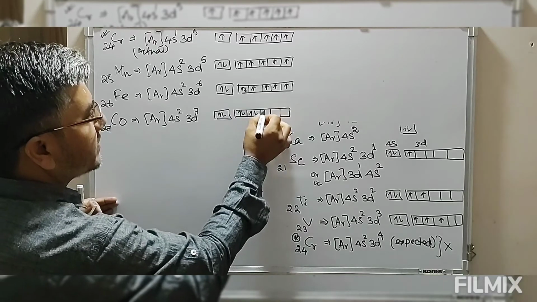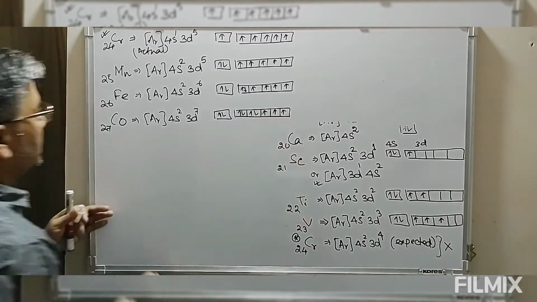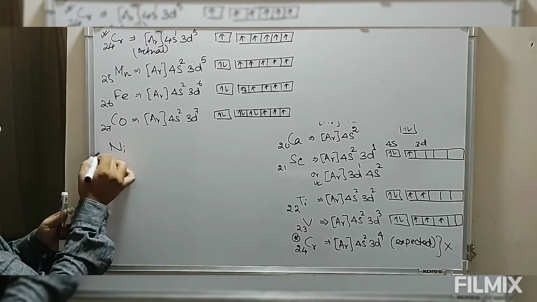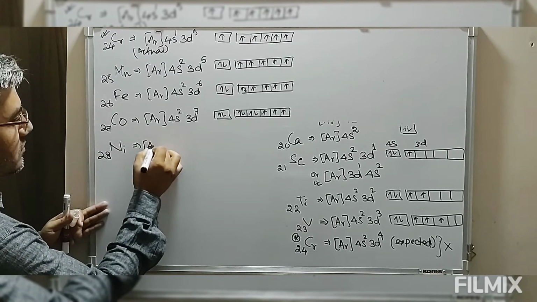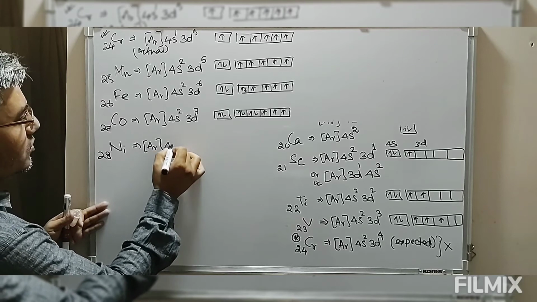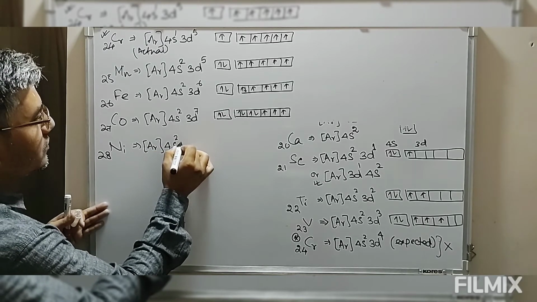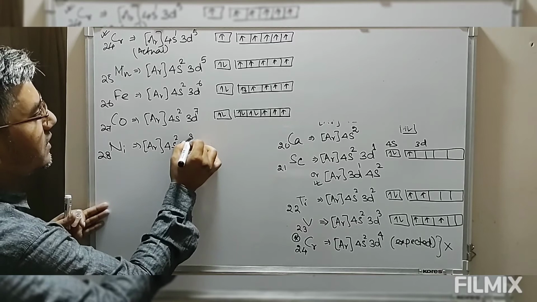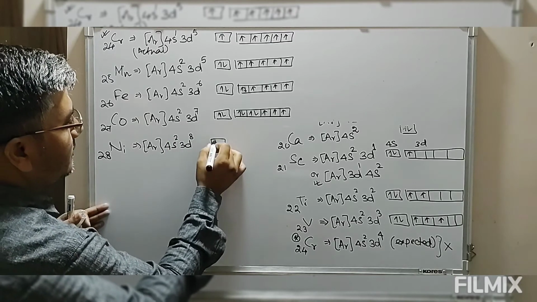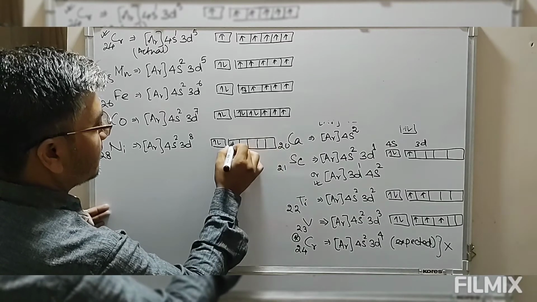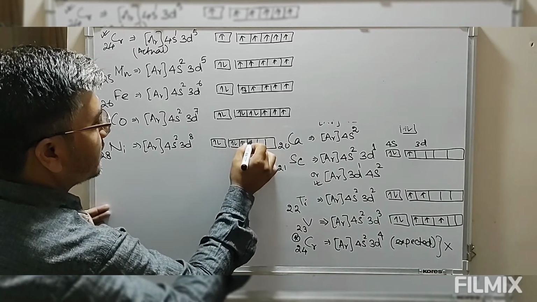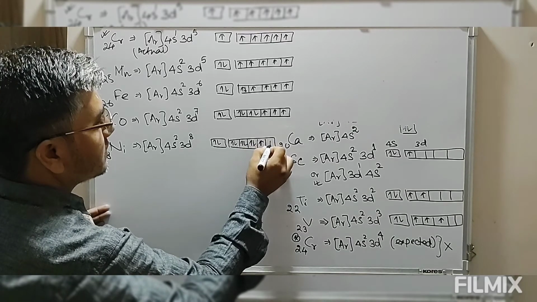Second electron pairing takes place here. Then we have nickel, atomic number 28: argon 4s2 3d8. Third electron pairing takes place here.